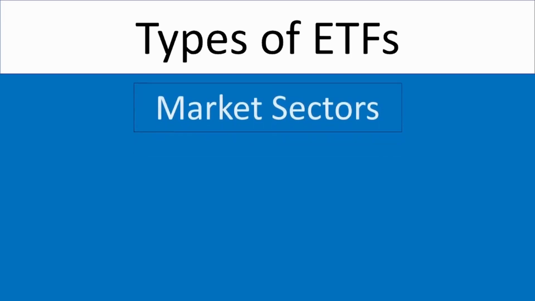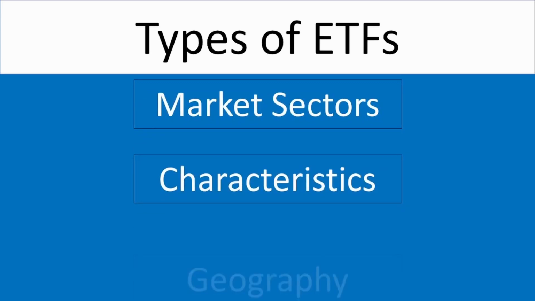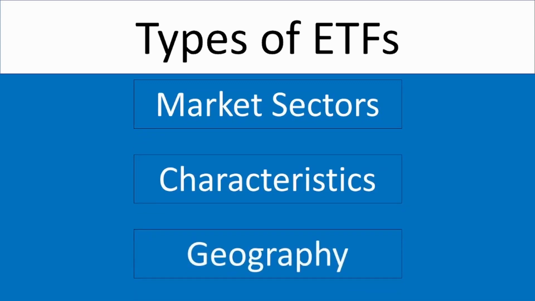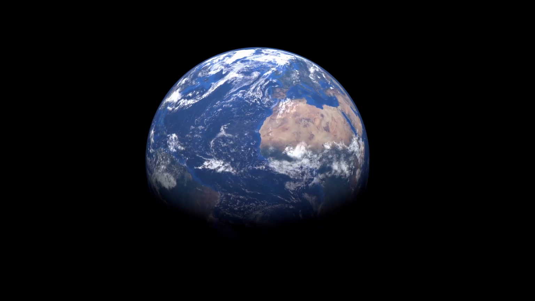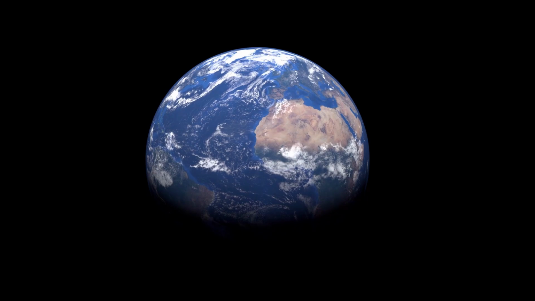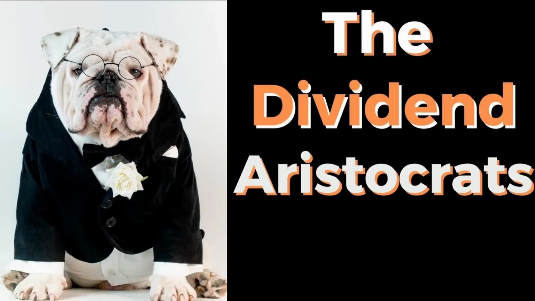There are ETFs to address specific market sectors, characteristics like dividend-paying stocks, or geography. Perhaps you're looking for regional or international exposure. There's also ETFs that invest solely in precious metals, real estate, or if you're interested in owning all the dividend aristocrats, you can invest in one ETF and own a part of all of them.